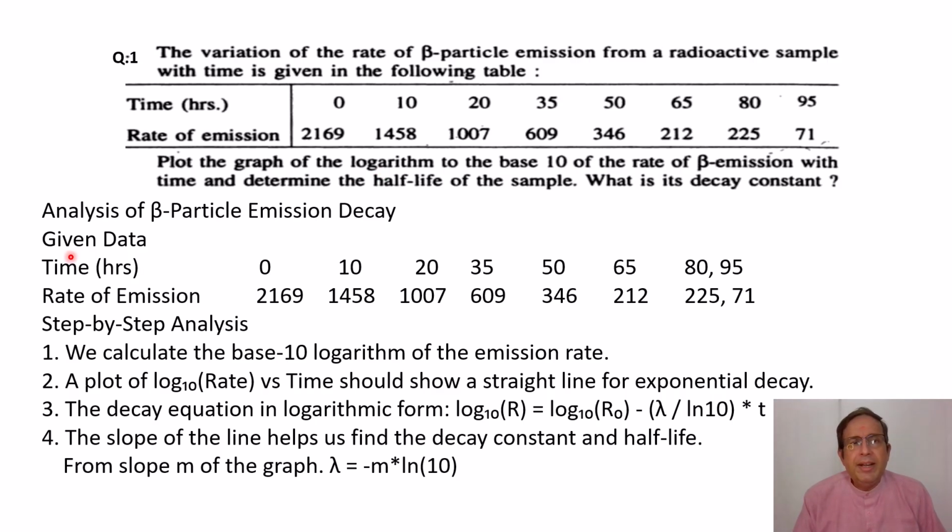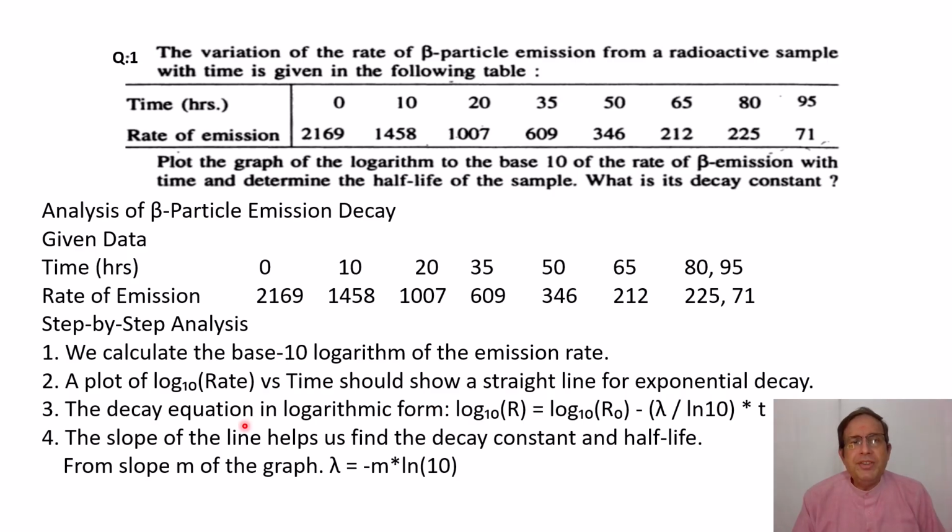So this is the given data here. So we have reproduced the data here, which is already given in this table. Now what we do is we calculate the base 10 logarithm of the emission rate. So the emission rate is given here and we calculate the log 10 of the emission rate. Then we plot log 10 of the rate versus time, and it should be a straight line for the exponential decay.